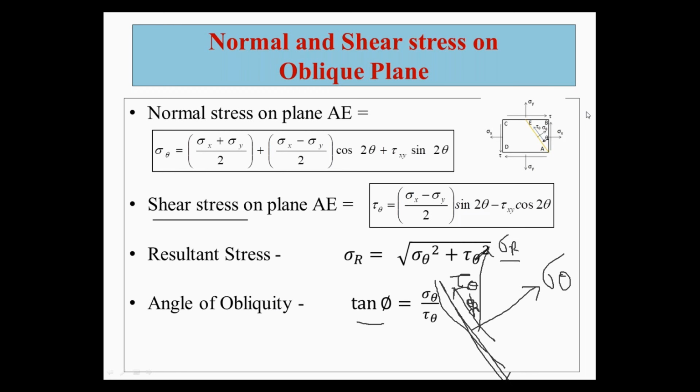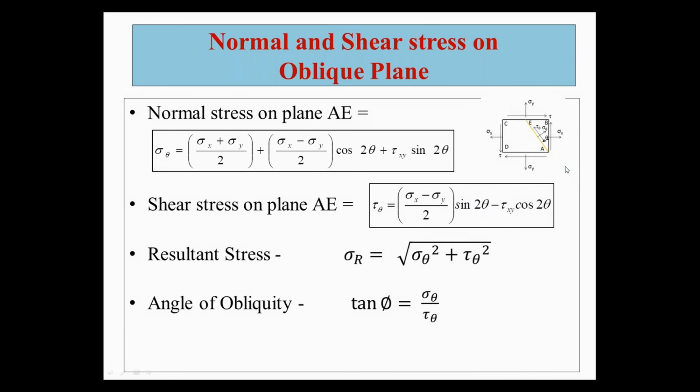And what is the angle theta? Theta is the angle of the inclined plane. So remember these two things. Theta is the angle of the inclined plane with the vertical, and phi is the angle made by the resultant stress with the inclined plane.